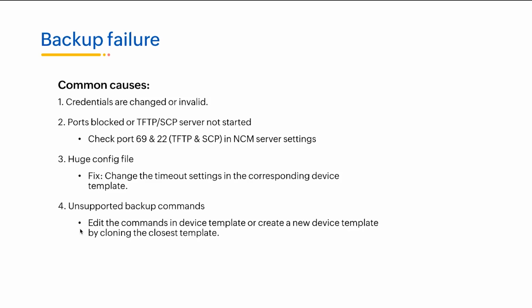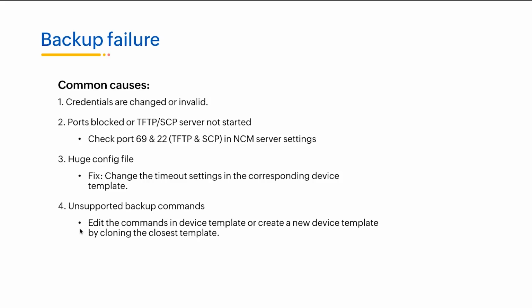The first one is that if the credentials have been changed or are invalid, backup failure could very well occur. The second one is if the ports are blocked or the servers are not started, that is, the TFTP or SCP server has not started, the backup might fail. The third one is that if a configuration file is too large, you can adjust the timeout settings of the device template and then try backing up again.